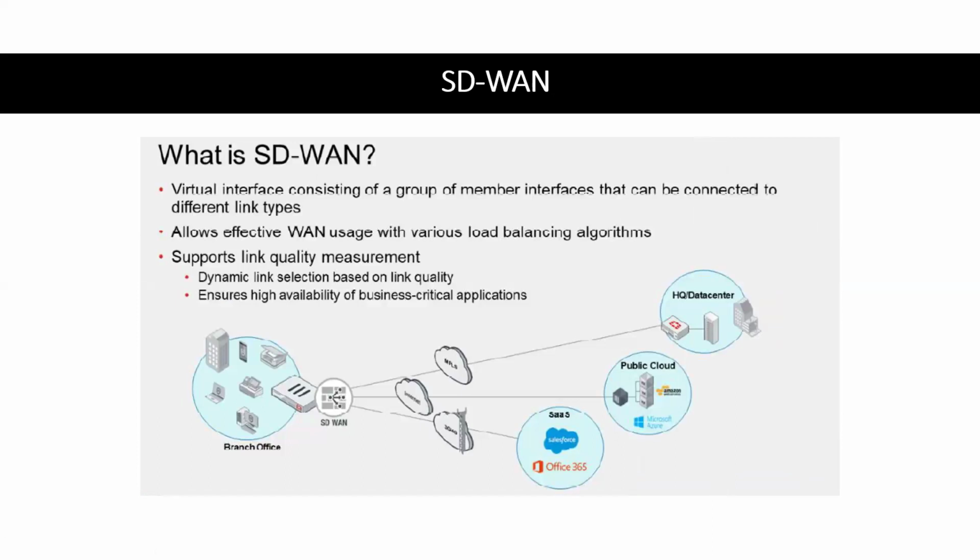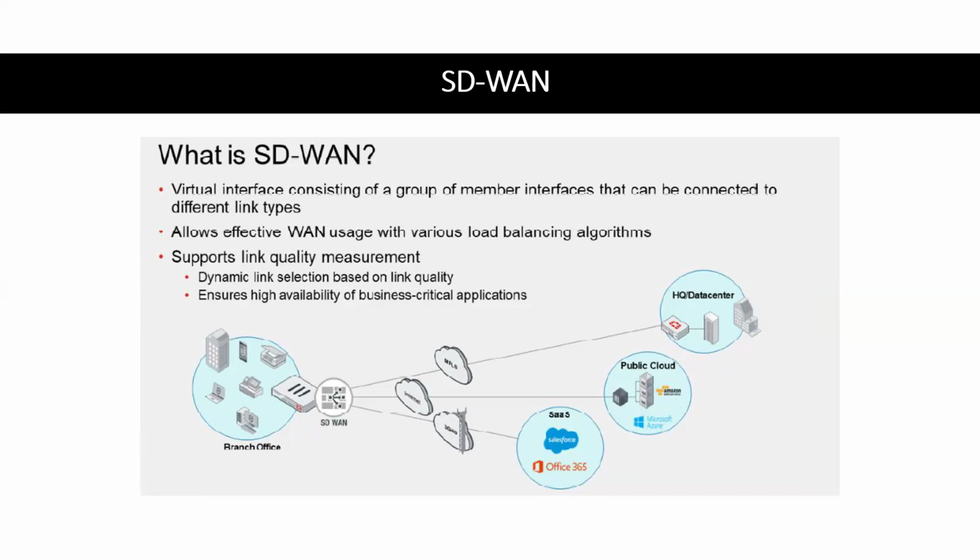So what is SD-WAN? In short, if we look at our diagram, it is a virtual interface consisting of a group of member interfaces that can be connected to different link types. Those interfaces are just interfaces on your firewall that are added to a group under your SD-WAN configuration section. We'll go over it within the lab. FortiGate groups all the member interfaces into a single virtual interface, and you'll see how it looks once we get into the lab. That single interface is called the SD-WAN interface.